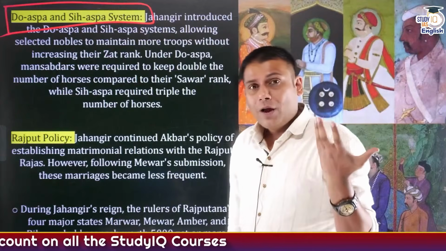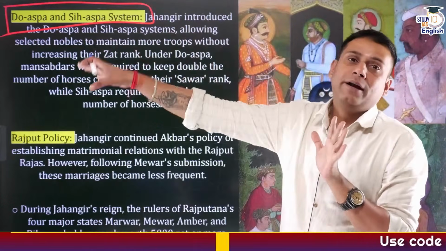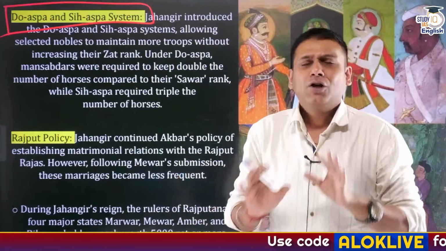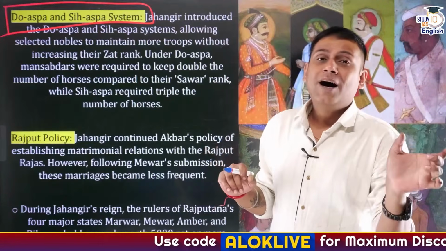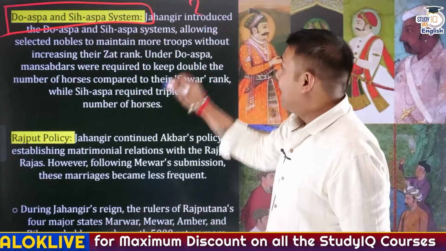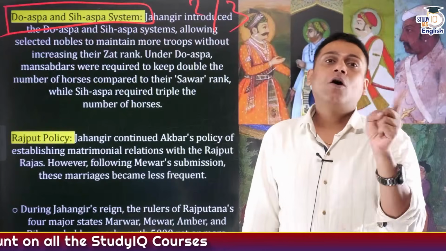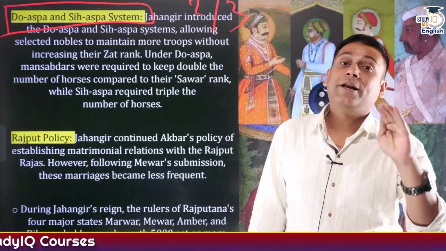Okay, so in that case, when we study the Mansabdari system, we'll understand in quite depth and detail about the Zat and Savar system. So just remember one thing, Duhaspa and Sihaspa. Duhaspa basically means 2, Sihaspa means 3. Double or triple the number of horsemen to be maintained by a particular Mansabdar.